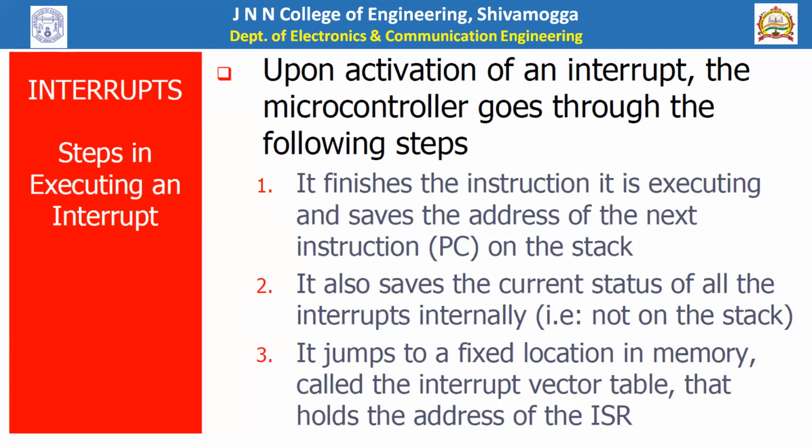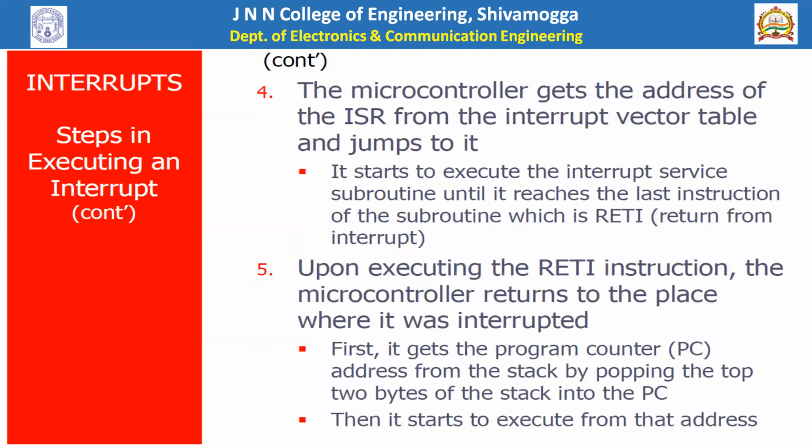Then it jumps to a fixed location in the memory, called the interrupt vector table, to fetch the starting address of the ISR. The microcontroller gets the starting address of the ISR from the interrupt vector table, transfers the control to the ISR and starts executing the routine instruction by instruction.